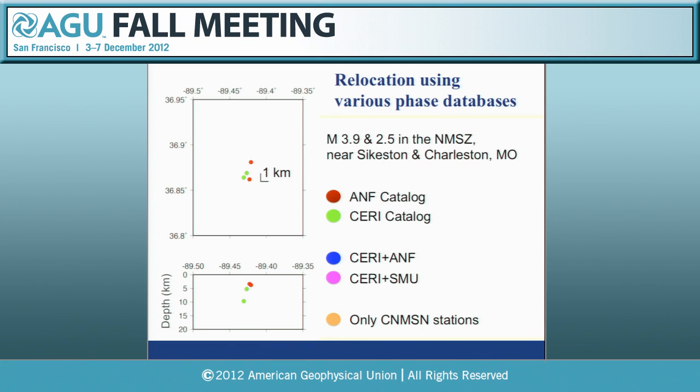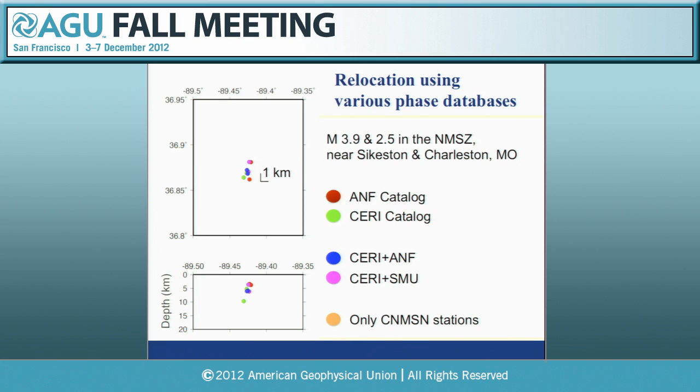In red are the locations for the same 2 events if you pulled them out of the Array National Facilities catalog. Now, if you just combine those 2 phases, the SERI catalog and the ANF phases, and relocated, next, you'd get the earthquake locations shown here in blue.